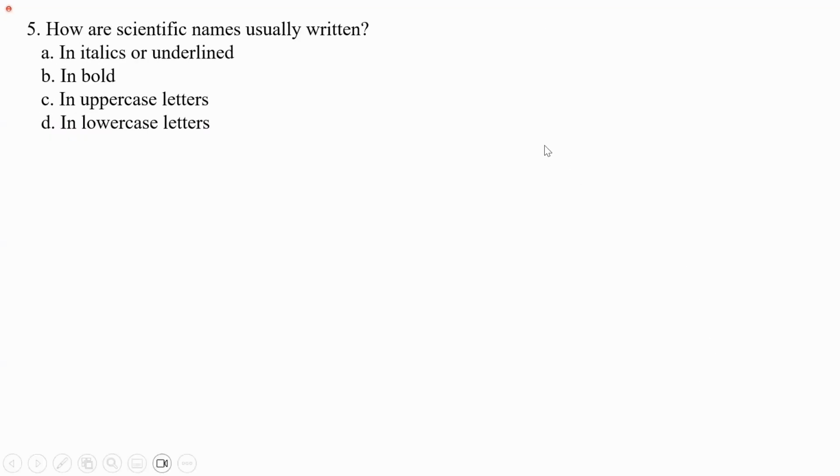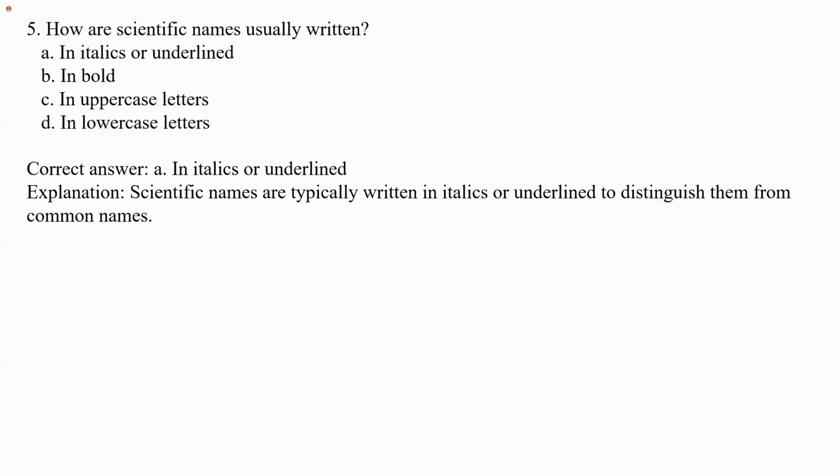How are scientific names usually written? If we see the rules of binomial nomenclature, we understand how scientific names are written. The options are: italicized or underlined, bold, all uppercase letters, or lowercase letters. Whenever we write a scientific name, it should either be underlined if we are writing it on paper, or italicized to show its Latin origin. So scientific names are typically written in italics or underlined to distinguish them from their common names.